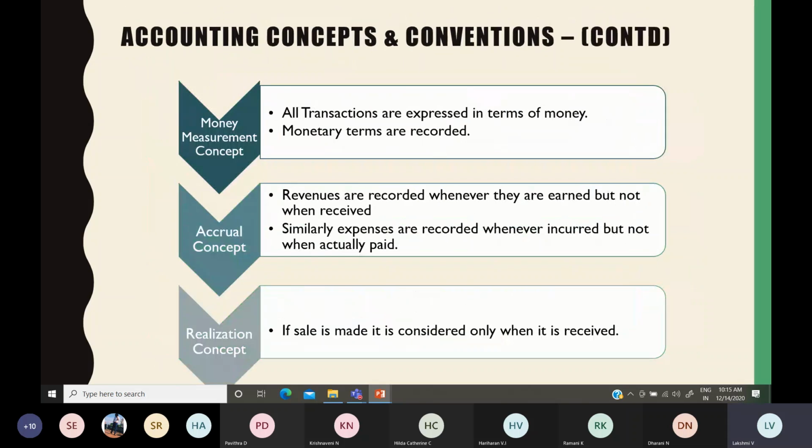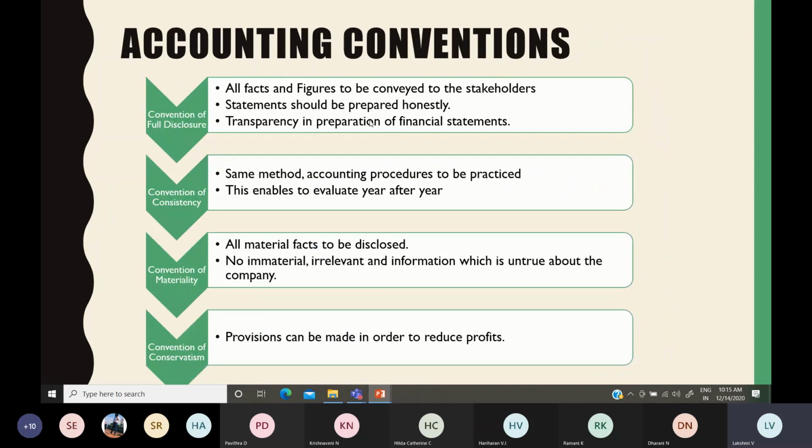Moving to the second part, after the accounting concepts, the next part is accounting conventions. This year we have four conventions: the convention of full disclosure, the convention of consistency, the convention of materiality, and the convention of conservatism. Let us see them one by one.